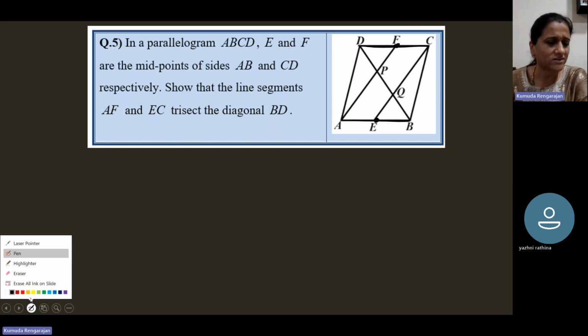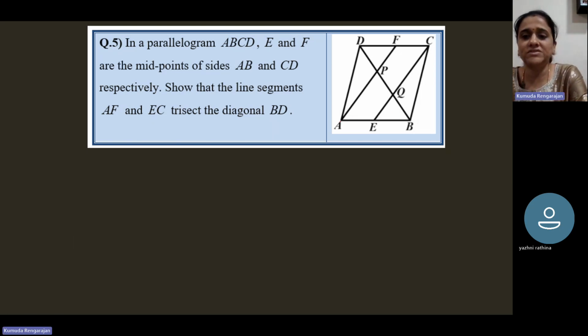No, wait. We'll understand the answer. I'll give you time to write. Okay, ABCD is a parallelogram. E is the midpoint of AB. F is the midpoint of CD.